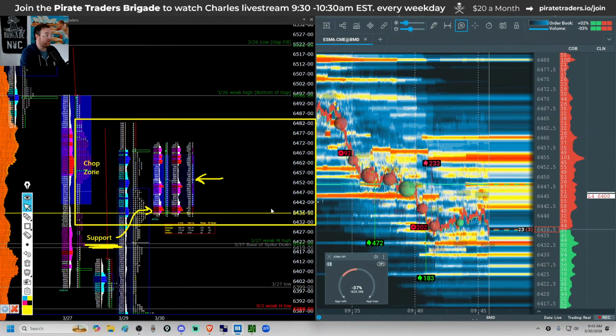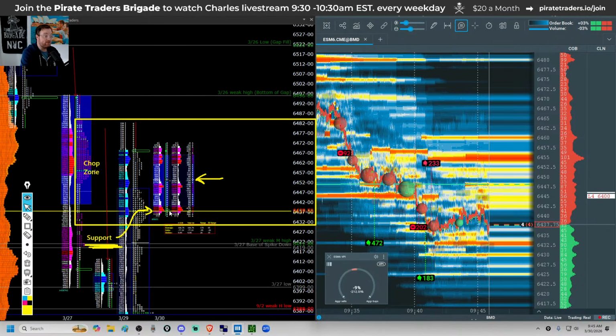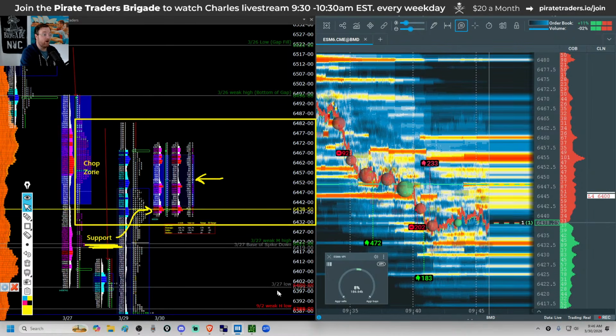Okay, so let me just pause on that conversation. We are not holding this support. This is bearish to see. So no bounce means we need to poke below the chop zone low and look for buyers there.